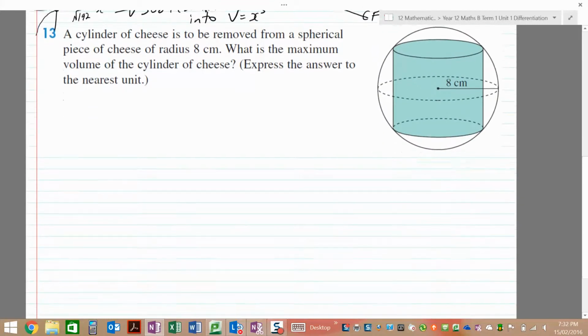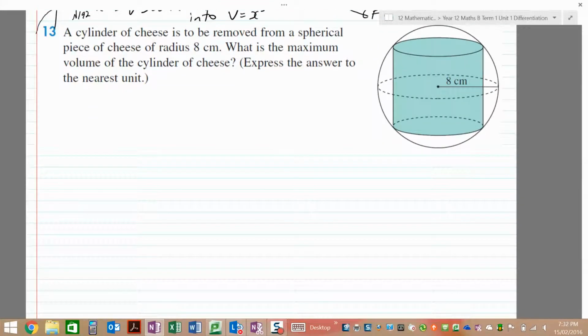Question 13 is probably a bit overwhelming when you look at it in the first instance. I've got a cylinder of cheese to be removed from a spherical piece of cheese with radius 8 centimeters. What's the maximum volume of the cylinder of cheese? I've never seen spherical cheese before, but let's just assume that it's possible. Alright, this is my radius r of my cylinder of cheese, and this is my height of my cheese. So I'll just define those two variables.